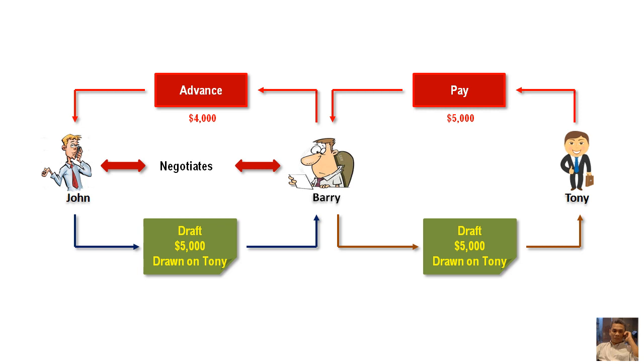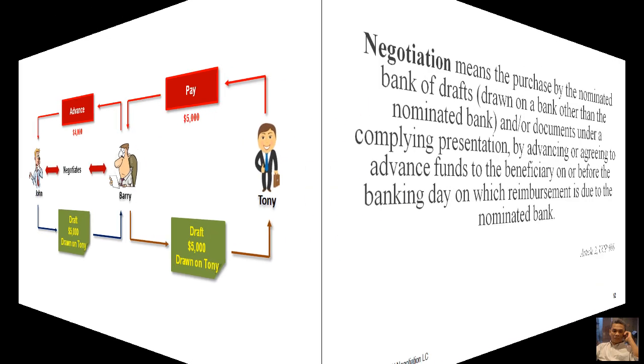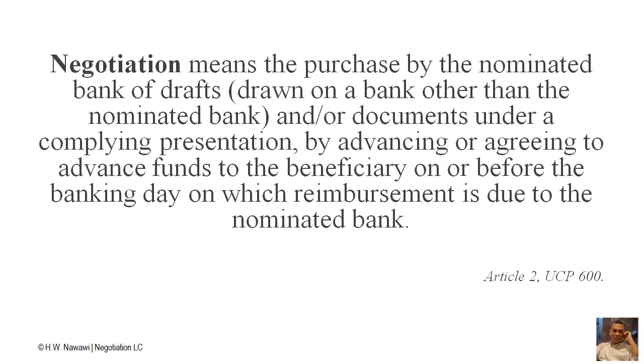In the context of letter of credit, negotiation is specifically defined in Article 2 of UCP 600 as the purchase by the nominated bank of draft drawn on a bank other than the nominated bank and or documents under a complying presentation by advancing or agreeing to advance funds to the beneficiary on or before the banking day on which reimbursement is due to the nominated bank.